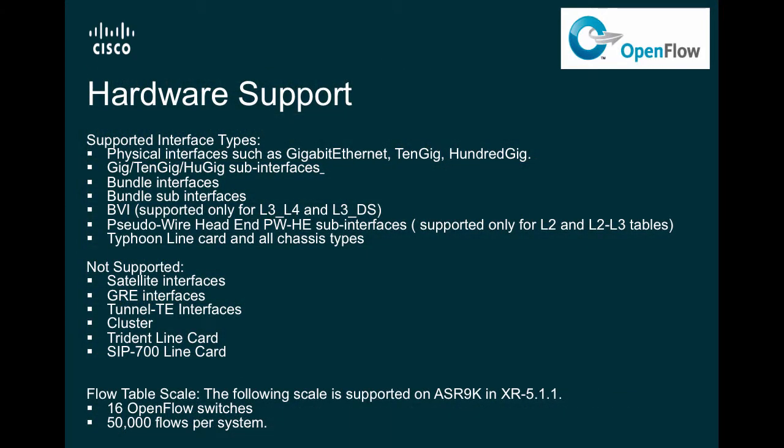Let's talk about some hardware support. Currently, there is support on physical interfaces like any GigE, 10 GigE or 100 GigE physical or sub-interfaces. There is support for bundled interfaces as well as bundled sub-interfaces. And BVI support is only added if you determine the flow table to be a layer 3, layer 4, or a layer 3 dual stack type. There is only support for pseudo-wire head-end sub-interfaces. So traditional pseudo-wire type of output interfaces is not supported.